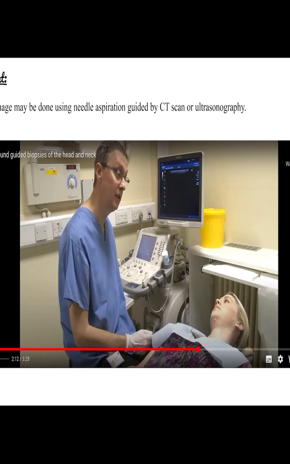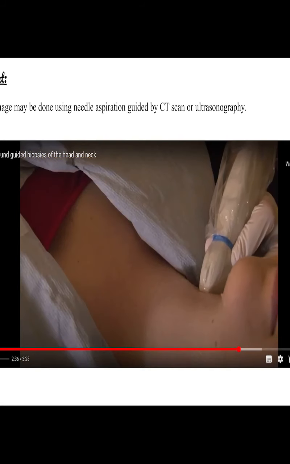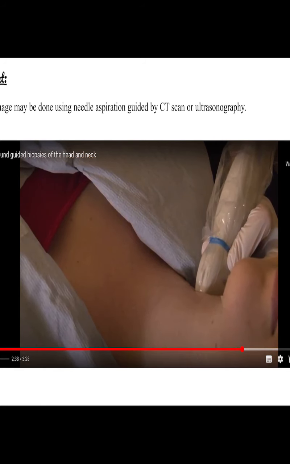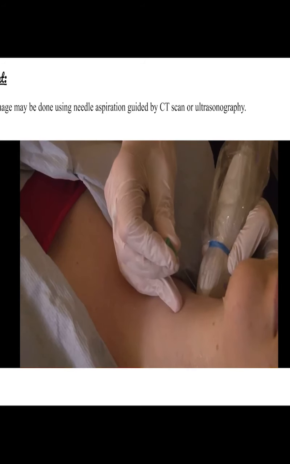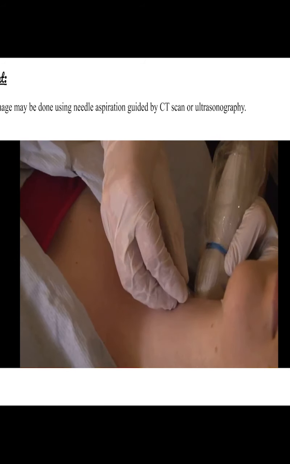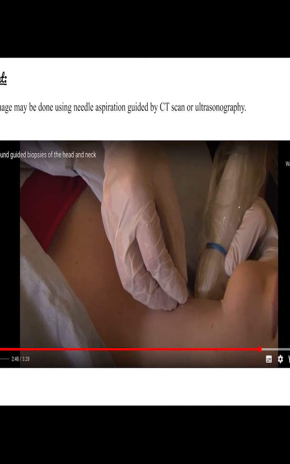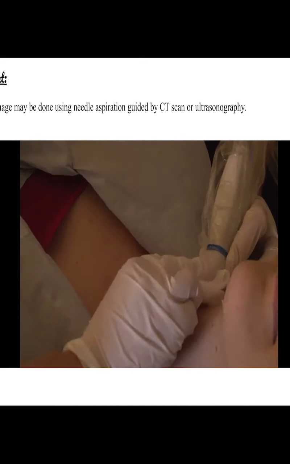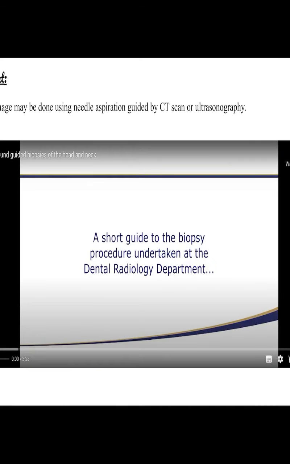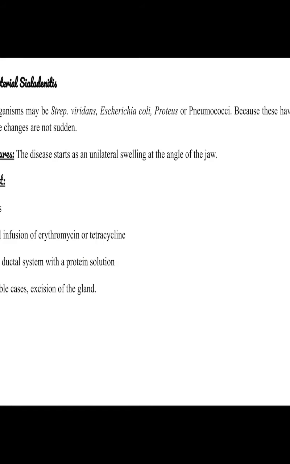Once done, the surgeon will apply topical anesthetic to the location and do a fine needle aspiration using a needle. In this case, we see the needle inserted into the site and removed.